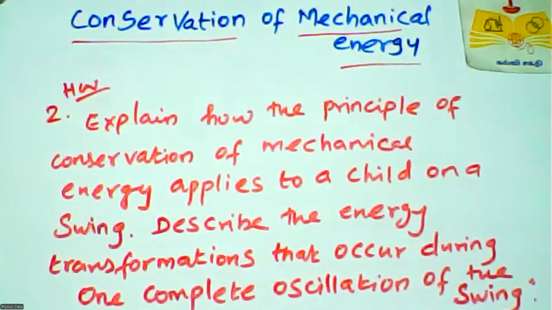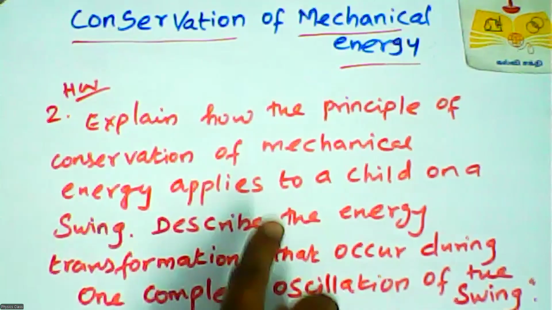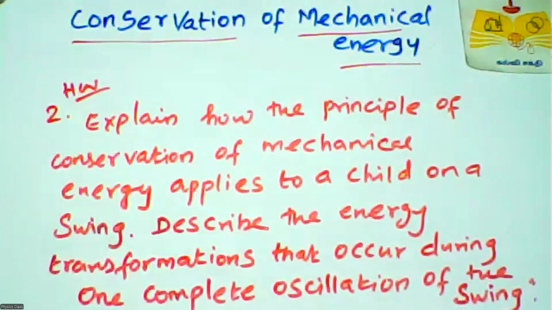Explain how the principle of conservation of mechanical energy applies to a child on a swing. Describe the energy transformation: kinetic energy to potential energy to kinetic energy, that occurs during one complete oscillation. So just think about one complete oscillation. What do you mean by one complete oscillation in the swing case? During one complete oscillation of the swing, just imagine how the energy transfers between those types of energy.